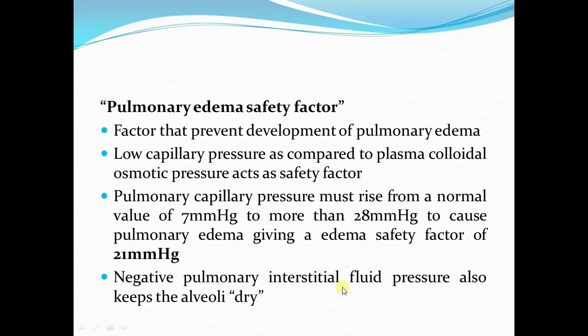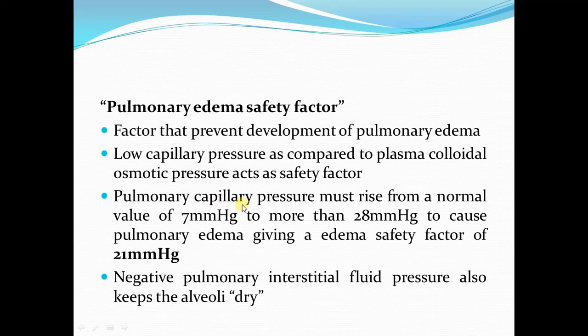So this was about the pulmonary capillary dynamics. Now the next topic is pulmonary edema safety factor. Pulmonary edema safety factor is the factor that prevents the development of pulmonary edema. Now low pulmonary capillary hydrostatic pressure as compared to the plasma colloidal osmotic pressure acts as a safety factor.